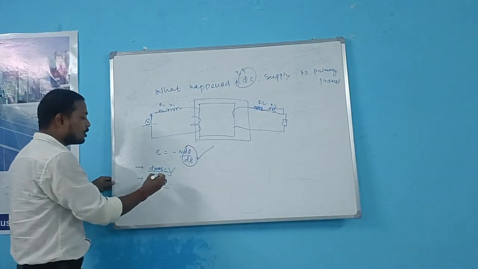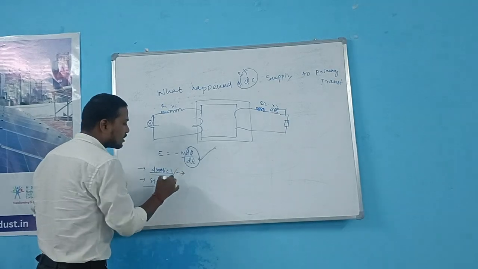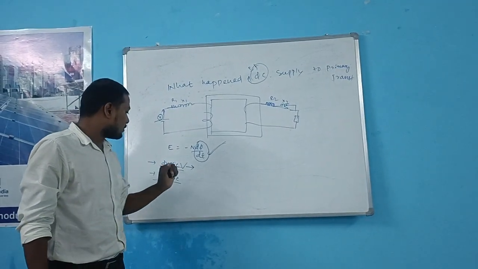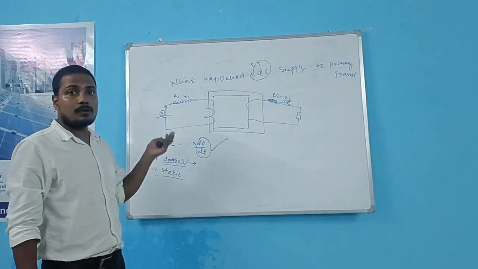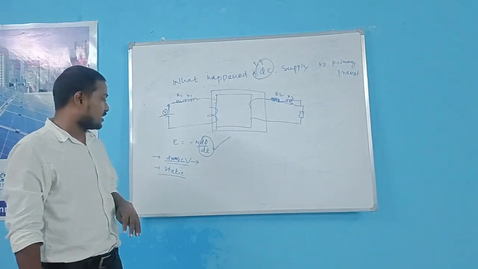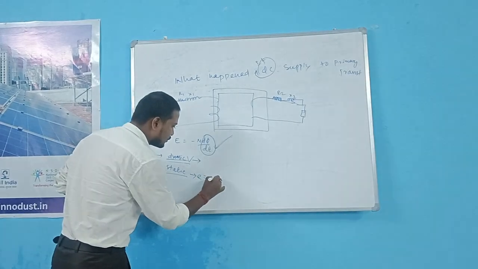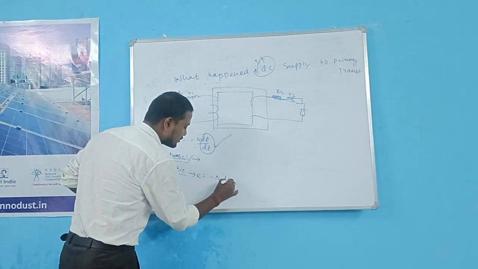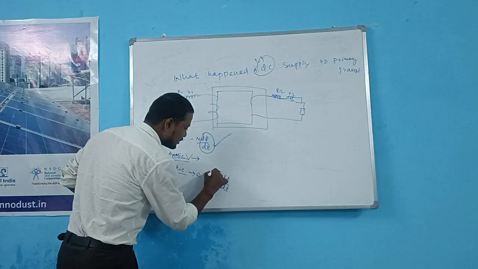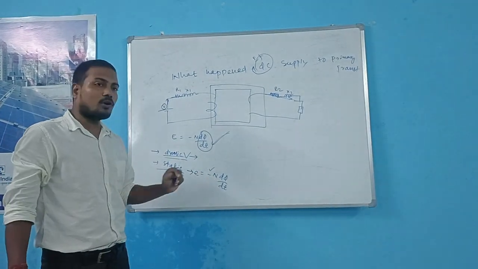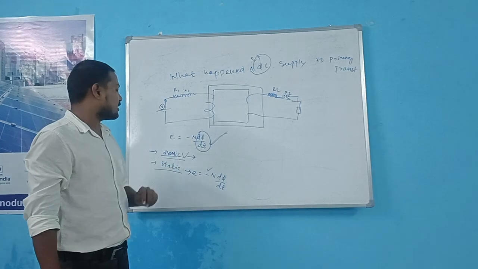That means whenever a conductor cuts the magnetic lines of force, the induced EMF is known as dynamically induced EMF, and when the flux linked changes with time, EMF is induced in it, which is known as statically induced EMF. Here E is equal to minus N d phi by dt. The minus sign is for Lenz's law and N is the number of turns.